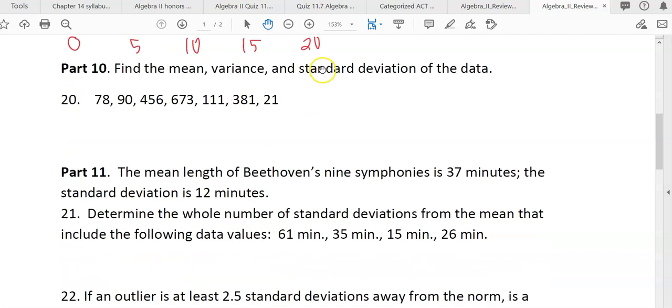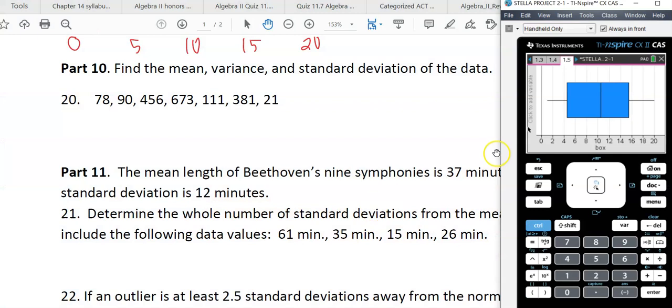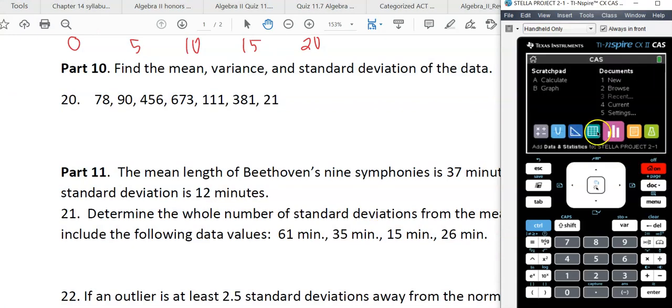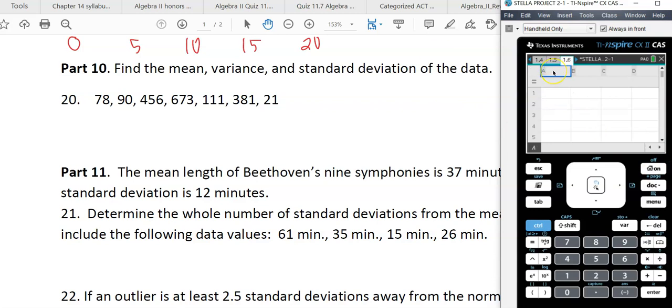Find the mean, variance, and standard deviation of the data. So again, I'm going to have to type this in. So let's go to the spreadsheet. Let's call it a name. Call it numbers.